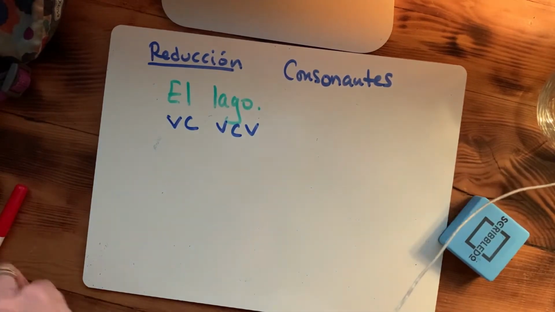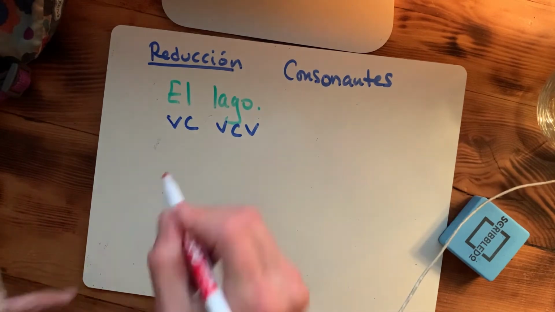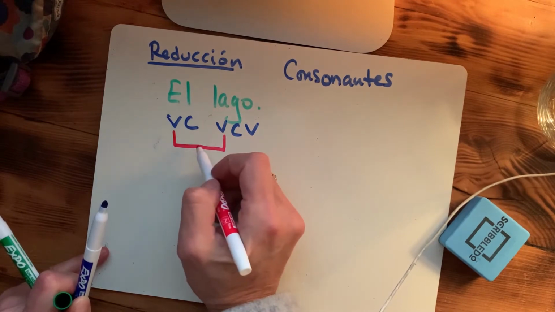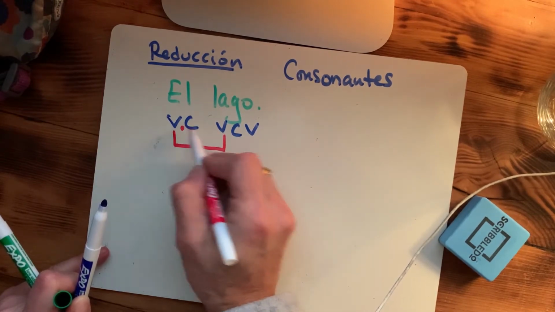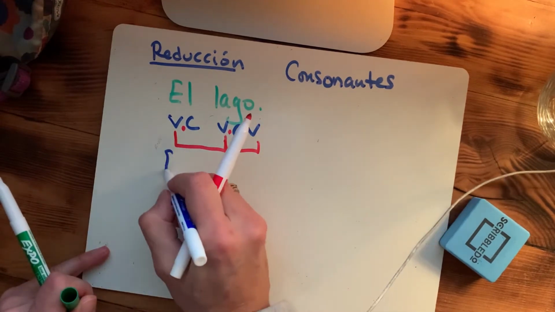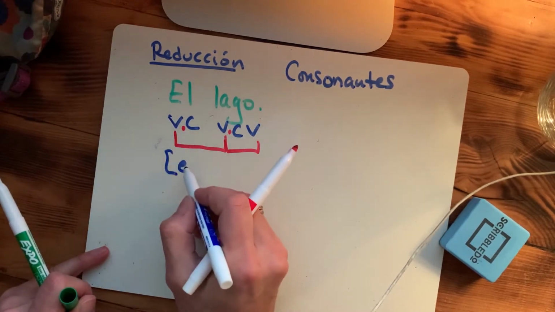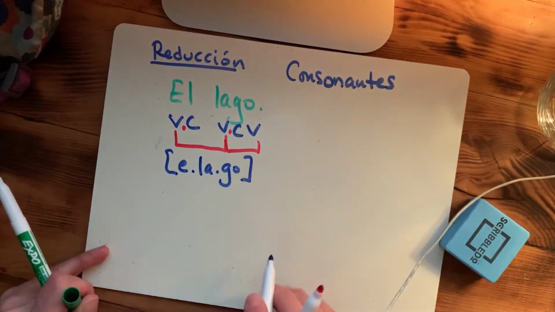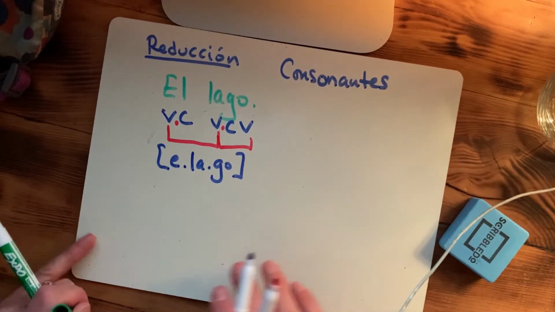Once you have eliminated one of the repeating consonants, then you go back to your regular rules, ignoring spaces between words. This is rule number 1. Therefore, when you go ahead and put it in the transcription without capital letters and without final periods, this is how it looks, el lago.